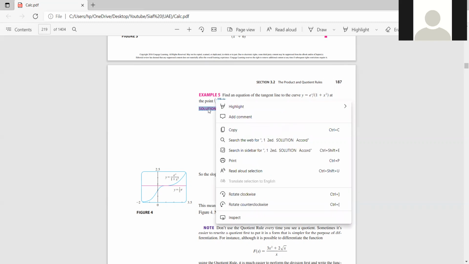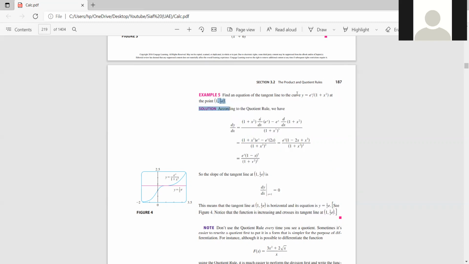Points are already given to us. And to get the slope, we will differentiate the curve and put those points into the differentiated formula, and we'll get the slope of that line at that point. So let's do it.